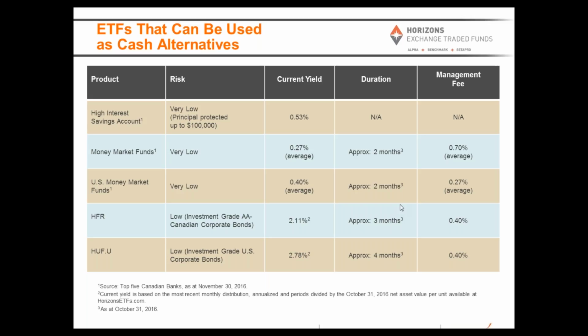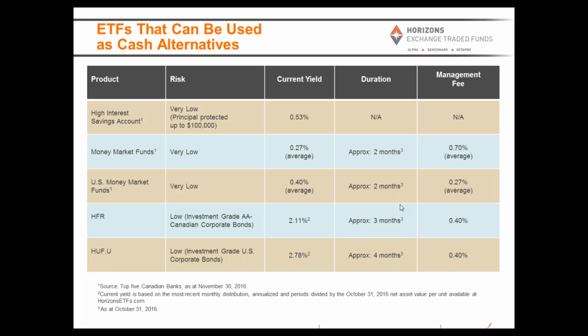And then for a comparison, a similar product designed for U.S. cash or fixed income is HUF.U, denominated .U because it trades in U.S. dollars, exactly like U.S. money market funds. It has low risk as well. Current yield is about 2.78% and it has a duration of about 4 months, so what they call 0.3. The management fee again is 0.4, so low cost, a little bit more expensive than the U.S. money market fund, to the tune of about, we'll call that, about 40% higher.